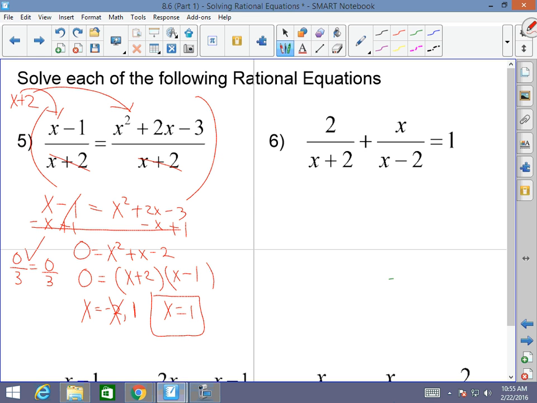Voila, it works. When you have one that's extraneous right off the bat, 99% of the time, the other one's going to be the solution. Yes, sir.